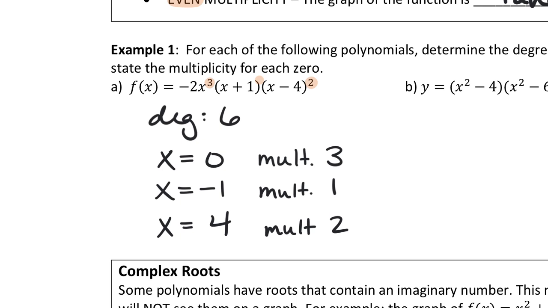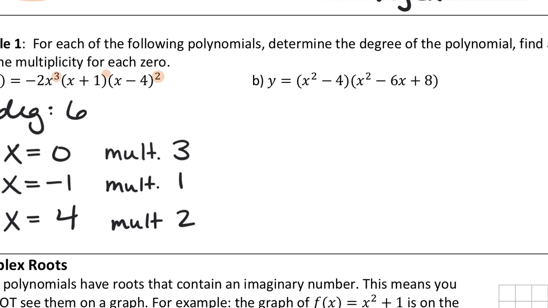I can see that it will cross the x-axis at 0. It will cross the x-axis at negative 1, and it will be tangent to the x-axis at 4. We'd have a lot of hints on how to graph this function just from the multiplicity alone. Make sense? The only way I can make this harder is if it looks like question B.